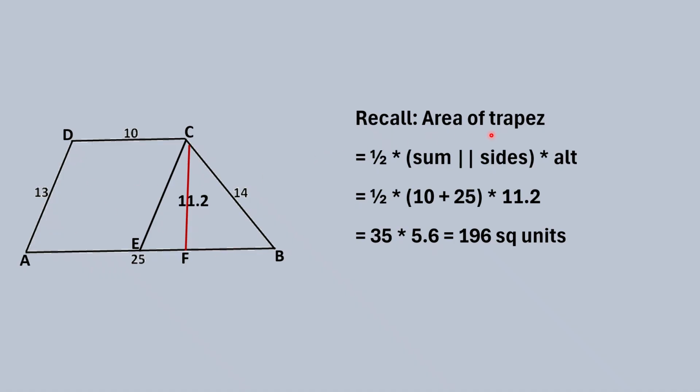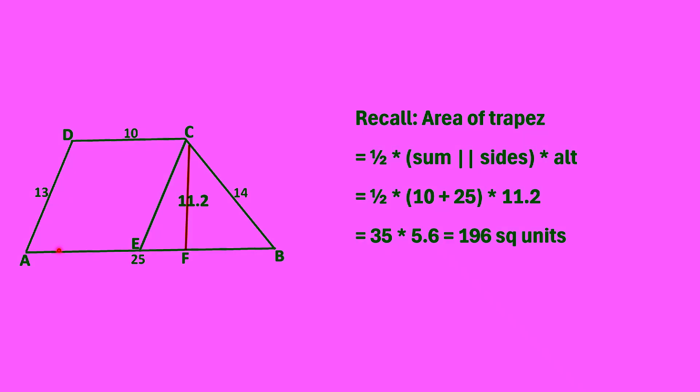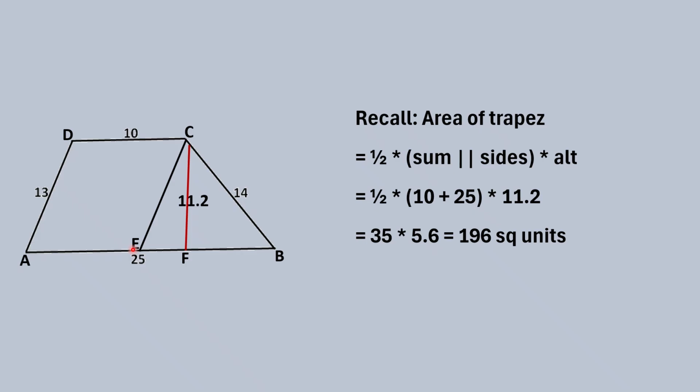So recall that the area of a trapezium is half into the sum of parallel sides into altitude, that is 10 plus 25. Now take the full trapezium. Don't take only the parallelogram part or only the triangle part. So half, this is 10 and this is 25, half into 10 plus 25 into the altitude, which we just calculated as 11.2.